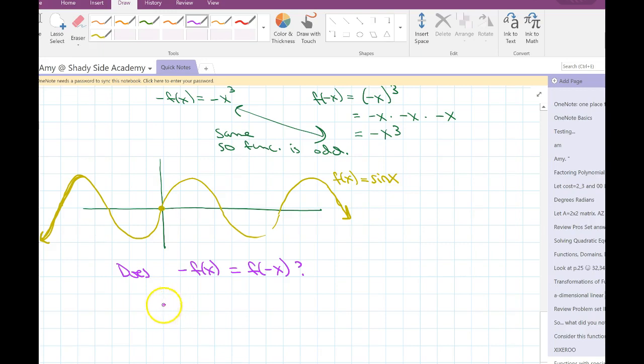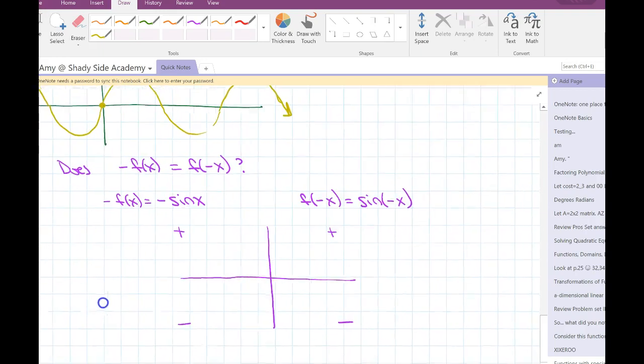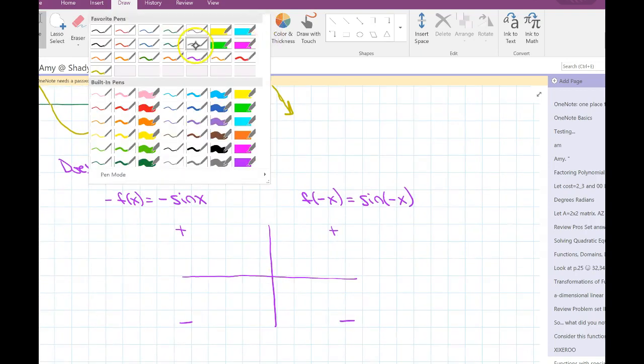Negative f of x would equal just negative sine x. But f of negative x would equal sine of negative x. Let me think about my quadrants. Sine is positive in quadrant 1, sine is positive in quadrant 2, sine is negative in quadrant 3, and sine is negative in quadrant 4. Some of you may see this very quickly, and those of you who don't, worry not, I'm going to think out loud with you.